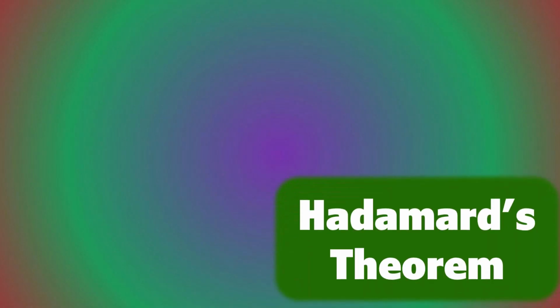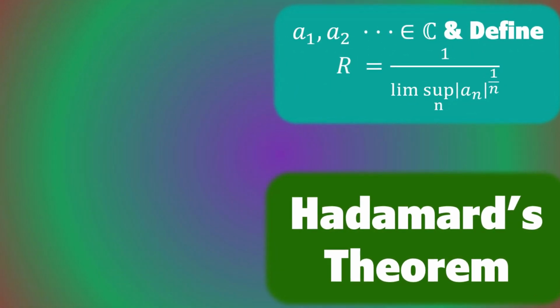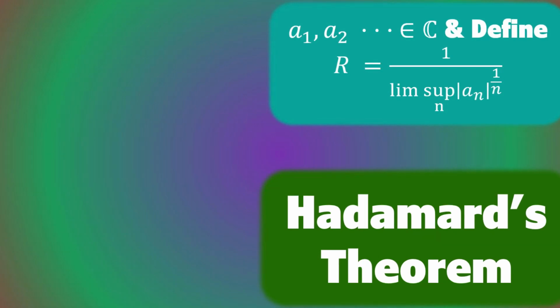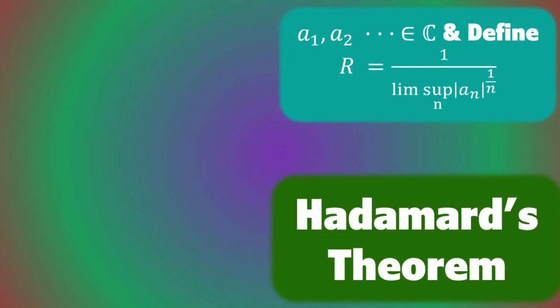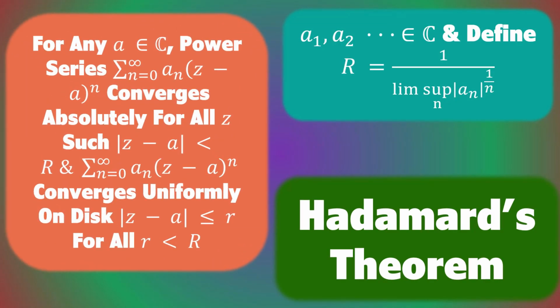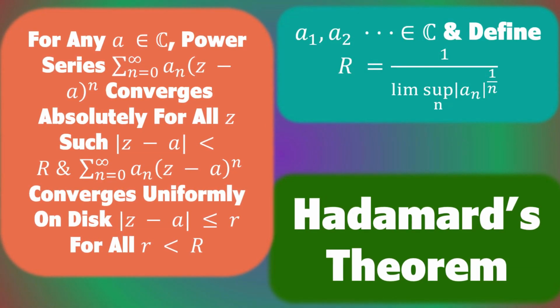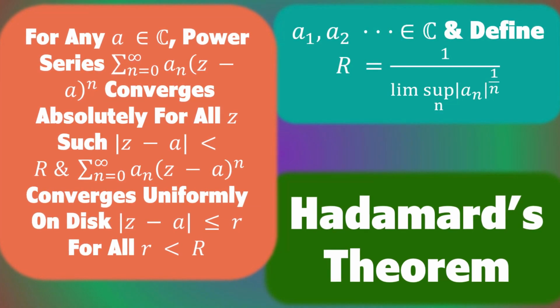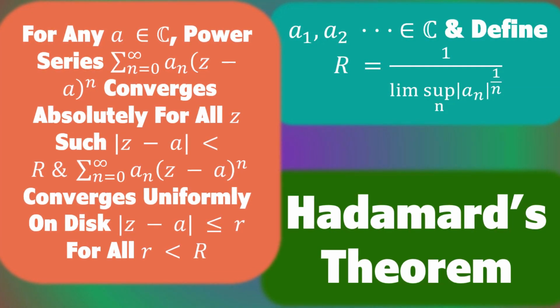Now, let's move on to Hadamard's theorem. Let a0, a1, etc. be given complex numbers and define the number r by r equals 1 over the lim sup of the modulus of a sub n all to the power 1 over n. Then, for any complex number a, the power series, the sum from n equals 0 to infinity of a sub n times (z minus a) to the n, converges absolutely for all z such that the modulus of z minus a is less than r.